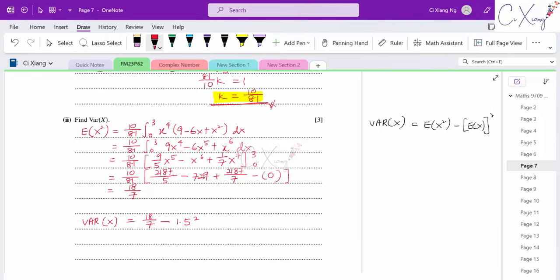Alright, and if we didn't make any careless mistake, by right we will get 9 over 28, or you can change it to a three significant figure answer. It should be 0.321, correct to 3 significant figures. Okay, so this is how we calculate the value for the variance of x. So just make sure that we don't make any careless mistake throughout the integration.